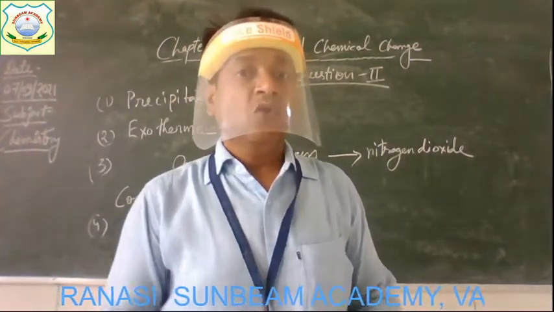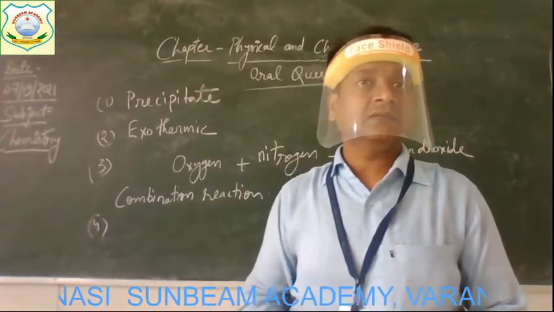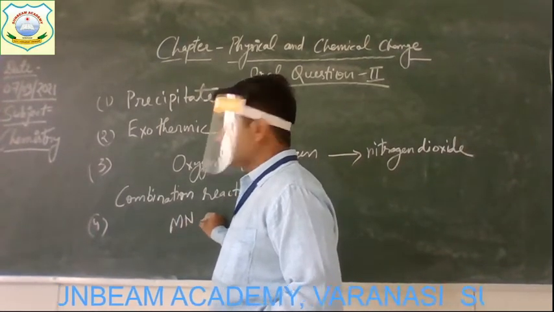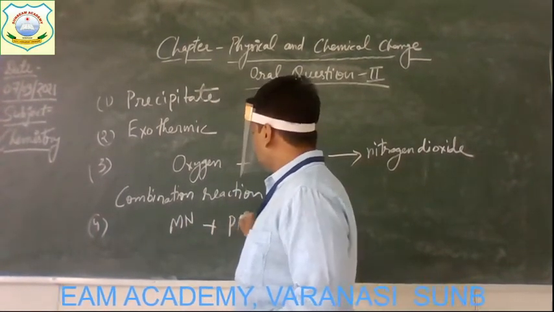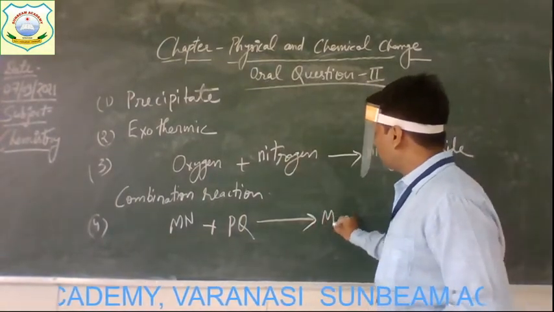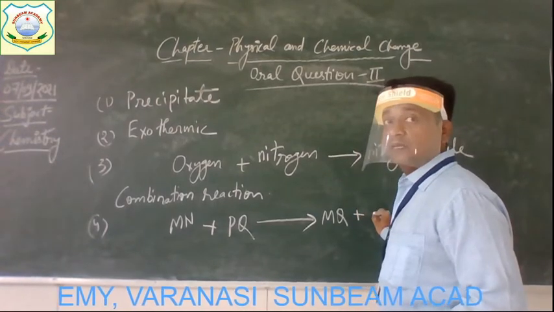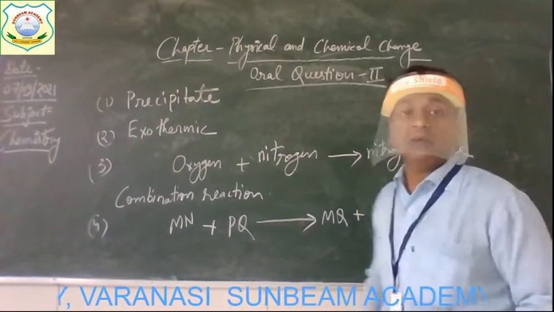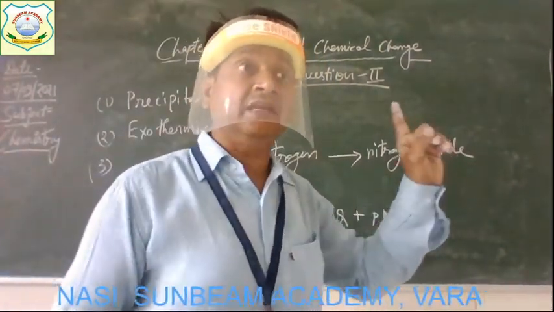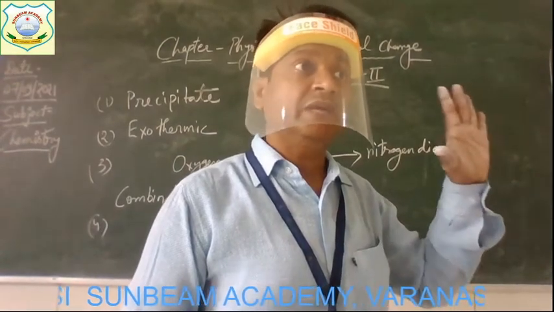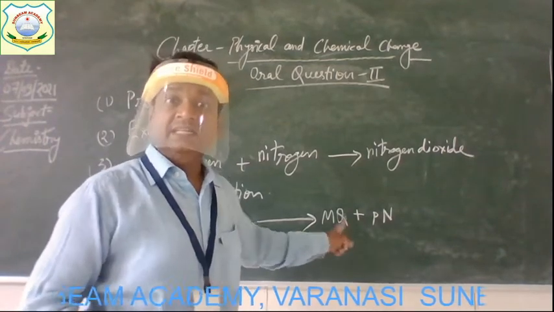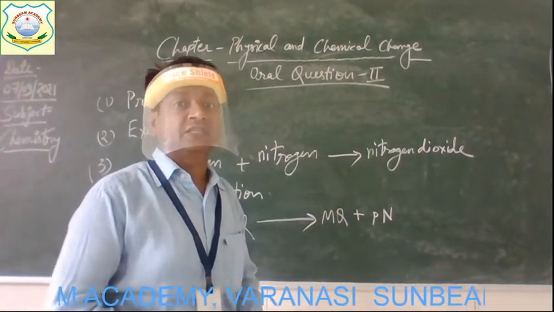Now, question number 4. The question is, what is the characteristic of the reaction? A reaction is given there. AB is going to react with CD, and after the reaction, the product forms AD plus CB. So you have to name that. What is the general name given to such a reaction? Again, out of the 5 types of reaction which we have discussed, which type of reaction is this? It is double displacement reaction.